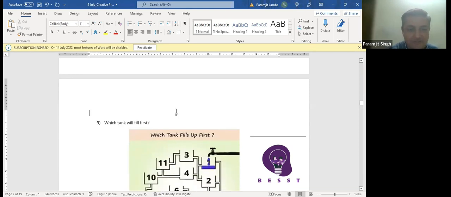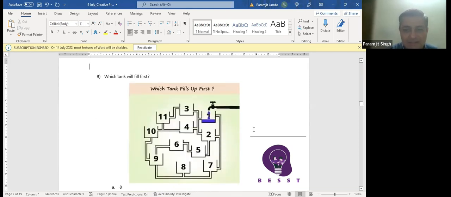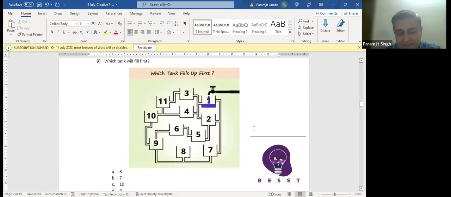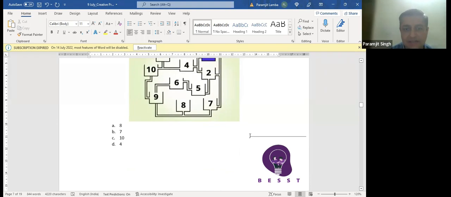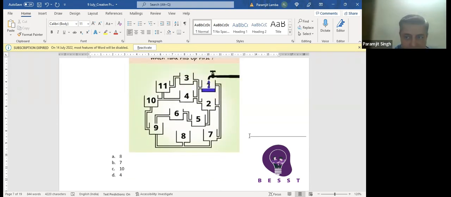Next question. There are many tanks given in this picture. Which tank is going to fill up first? You have to choose from 8, 7, 10 and 4. Okay, Shreya and Vikramaditya have given their responses. Anyone else? 7. Interesting. Navneet. Khushi says 4. Kabilaksha also says 4. Okay. So let's take 7 to start with.